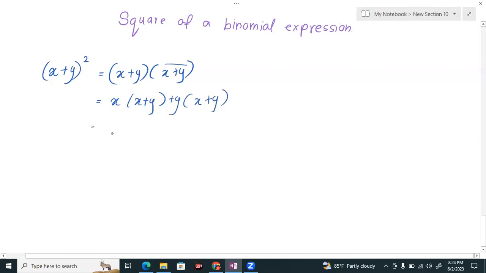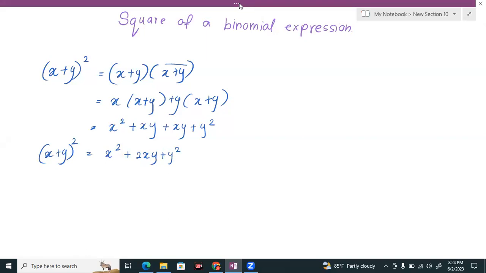Then x into x, it is x squared. X into y, it is xy. Y into x, we write it as xy. Y into y, it is y squared. Then x squared added to xy added y squared. Okay, then for the square of a binomial expression, we have obtained a particular expression like this. Then here we can remember this one as a formula.